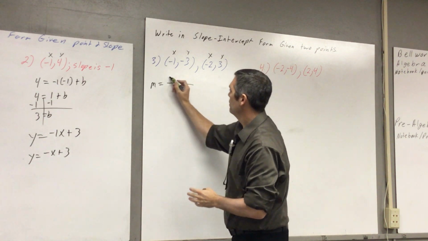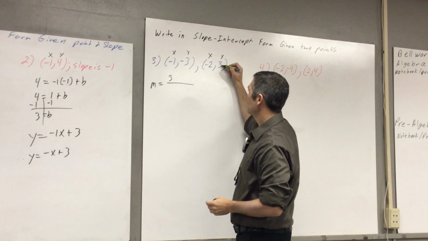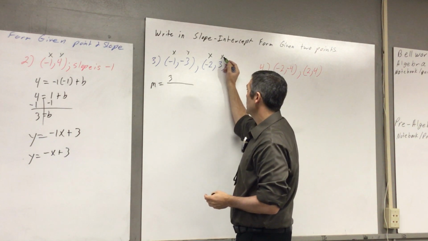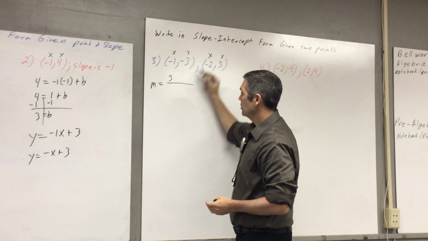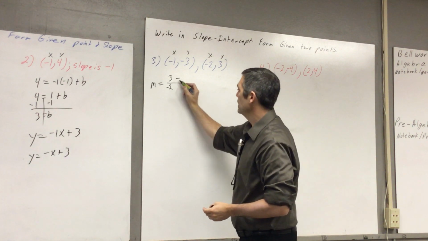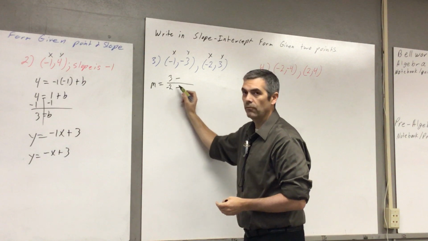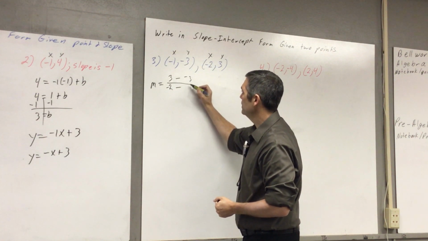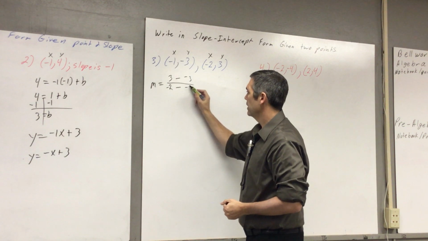So I'm going to take this and put 3 here. So 3 goes right here. This is the y. The x that's attached to this goes right underneath it. So -2. Minus, this is a part of the formula. And then I take the y here, -3, and I take the x here, -1.